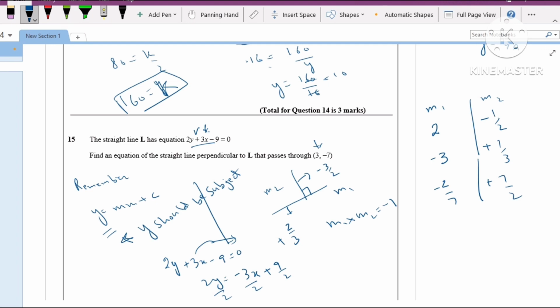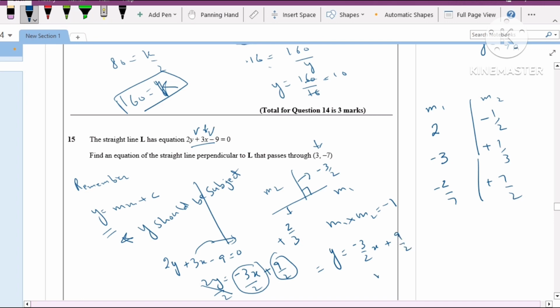Keep these numbers separate. So here this will be cancelled out. So y is equal to minus 3 over 2 x plus 9 over 2. So the gradient for this line, m1, is minus 3 over 2. We are going to find the equation of another line which is perpendicular to this line. So m2 should be the reciprocal of this with the opposite sign. This is minus, so that must be plus. This is 3 over 2, that must be 2 over 3. So this is the gradient for the line we're looking for.